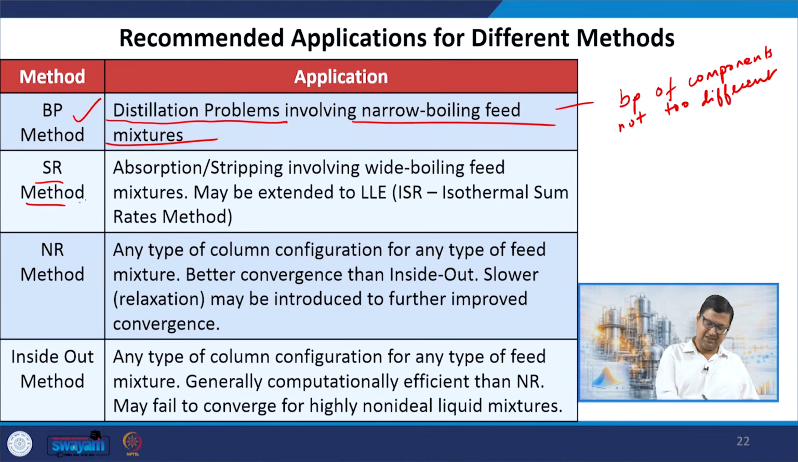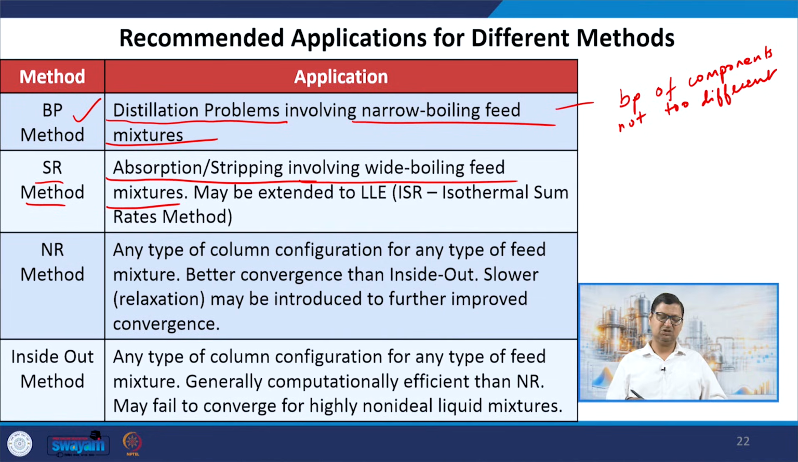The SR method is particularly suited for absorption or stripping problems, and it can handle quite wide boiling feed mixture. So the BP, the boiling point, can be substantially different. And there is a way to extend this method for the liquid-liquid extraction, which is called the isothermal sum rates method. I have not discussed it, but it is quite similar to the SR method that we have discussed.